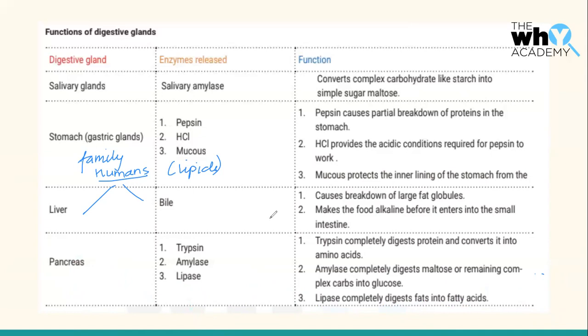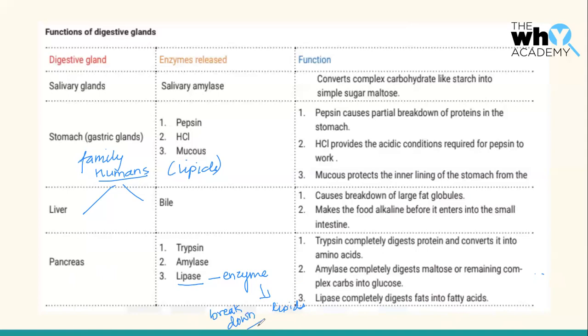No, I didn't get you. Ma'am, lipase is an enzyme released by the pancreas. So lipase is also a lipid molecule, but in a different form. No. Lipase is not a lipid. Lipase is an enzyme. This is not a lipid. This is an enzyme which will break down lipids.